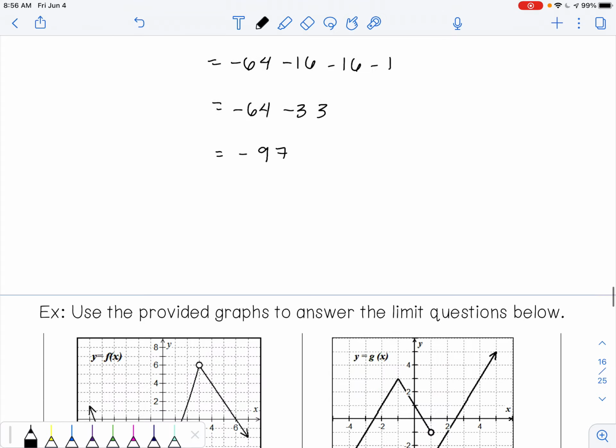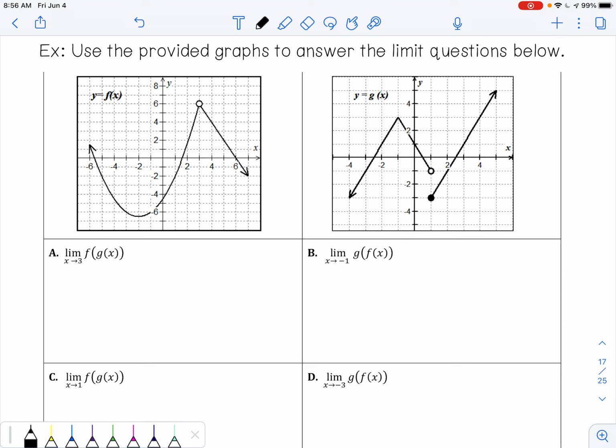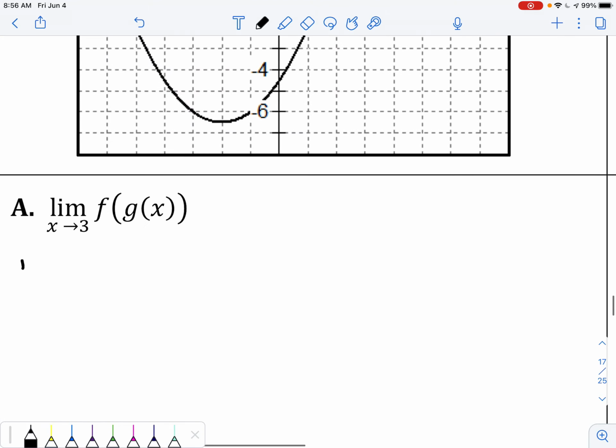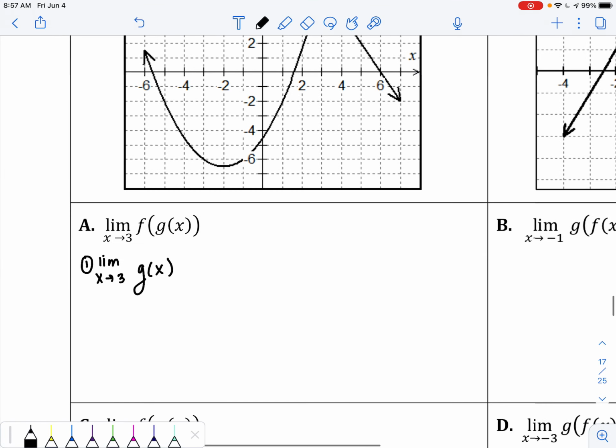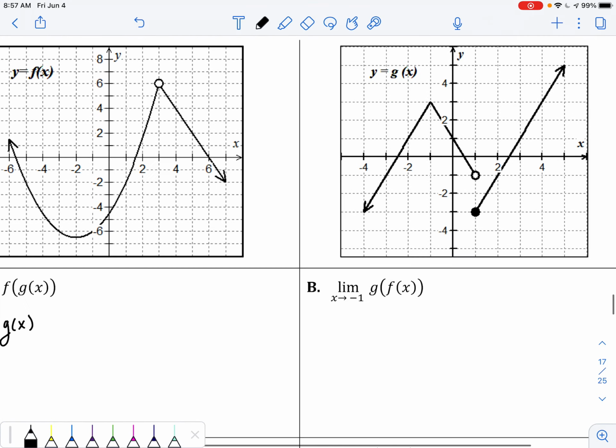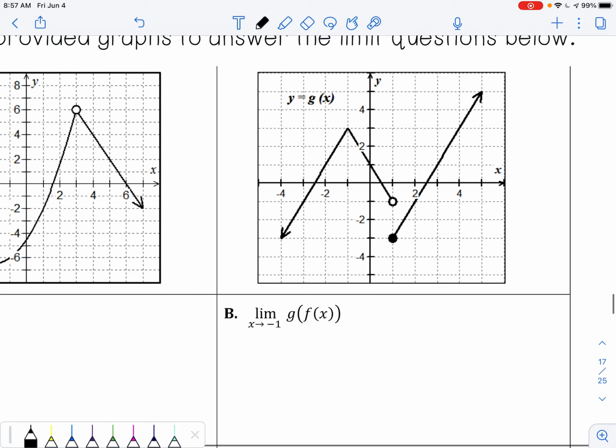So we're going to get into doing some with graphs because I think this is going to help show the left and the right-sided piece a little bit better. So we're going to use the provided graphs to answer the limit questions below for f and g. And we're going to do all 4 of these questions. So we're going to take first the limit of f of g of x as x approaches 3. So the first thing we want to do is take the limit as x approaches 3 of g of x.